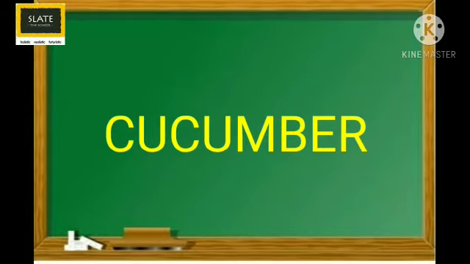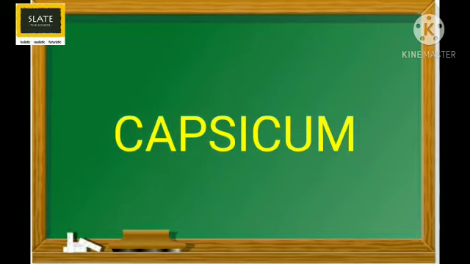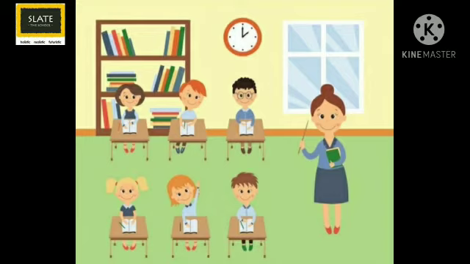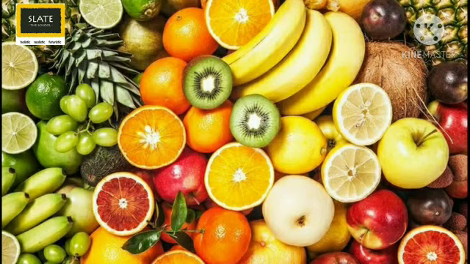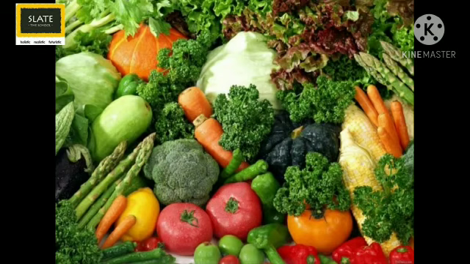C-U-C-U-M-B-E-R, cucumber. C-A-P-S-I-C-U-M, capsicum. These are all green vegetables. Now sliders, raw food means the food which is not cooked. Raw food diet is mostly plant-based, consisting of mainly fruits, seeds, nuts and vegetables.